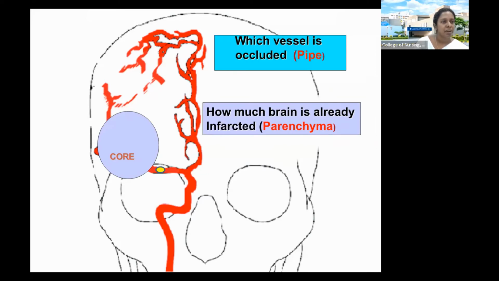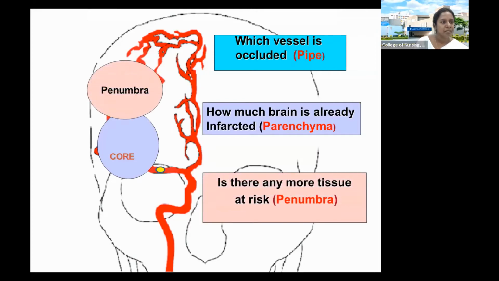The second thing we have to answer is which vessel is occluded. For easy understanding, I put it as pipe. And the third one is whether there is any more tissue at risk, which is the penumbra. So these three things we have to answer: pipe, parenchyma, and penumbra. Pipe is which vessel is involved, parenchyma is how much of the brain is damaged already, and is there any more tissue at risk, which is the penumbra.